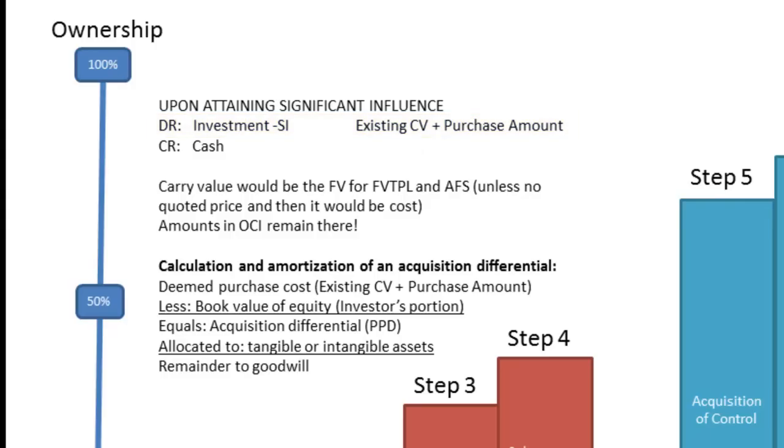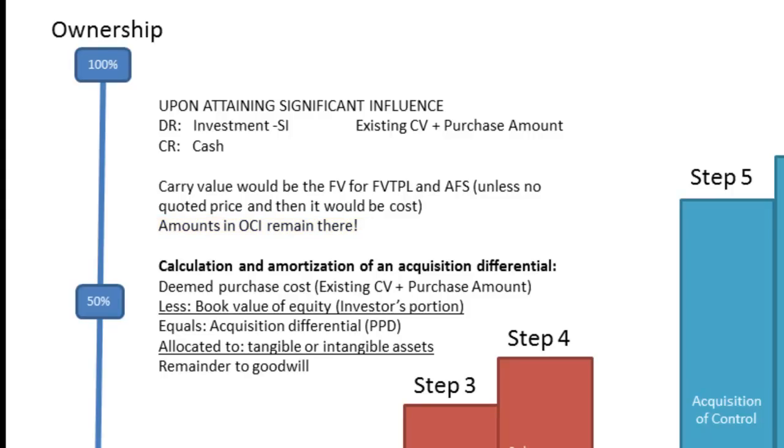And before we move on to our purchase price differential calculation, note that with an available for sale classification, the amount previously reported in other comprehensive income remains there. They don't get flushed through the income statement until either we dispose of the investment or we attain control. And we'll see this again in step 5.